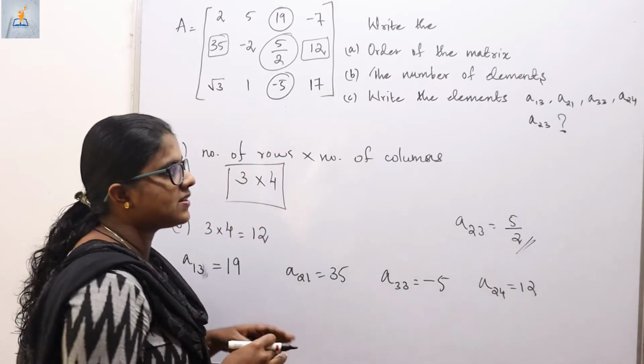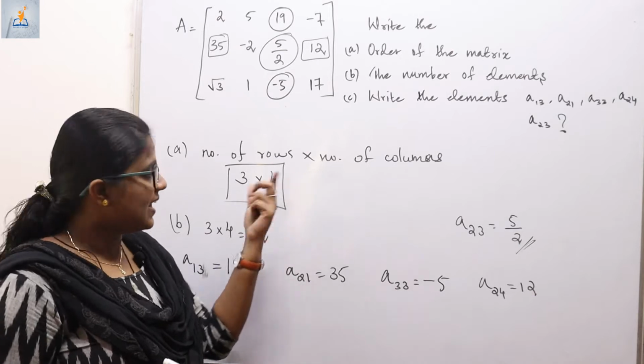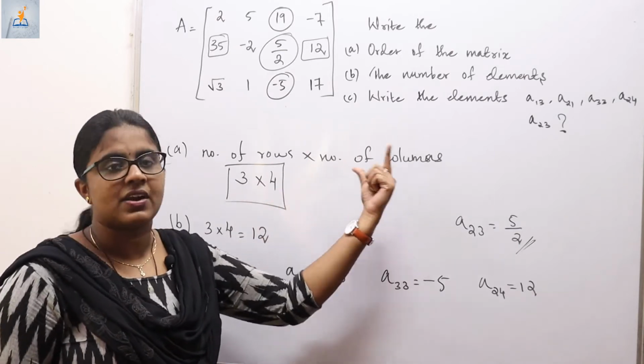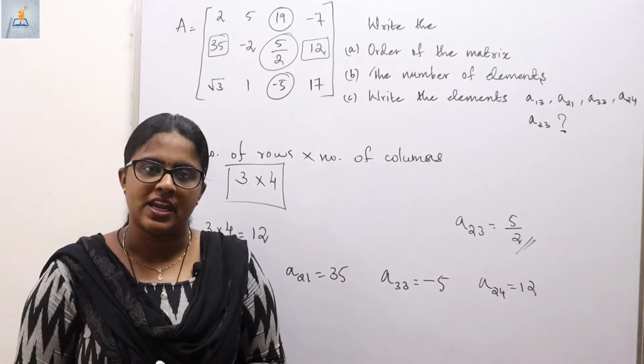So we have completed the first question from this exercise. First we have written the order of the matrix, then the number of elements, and we have written the elements which were asked to find. So now we shall move to the next question.